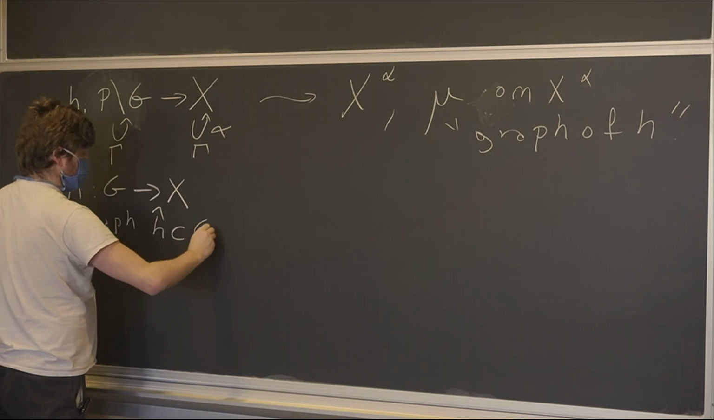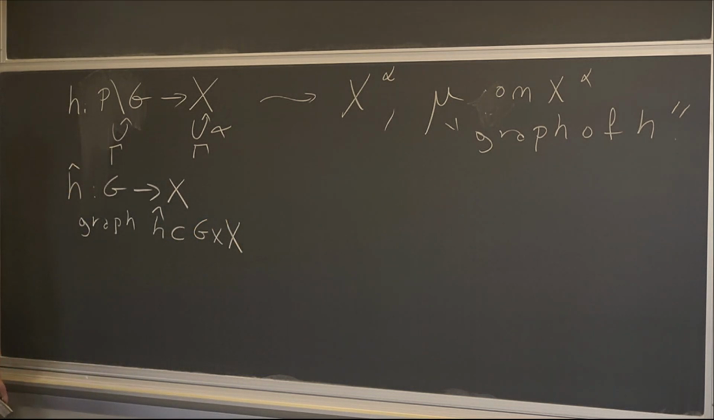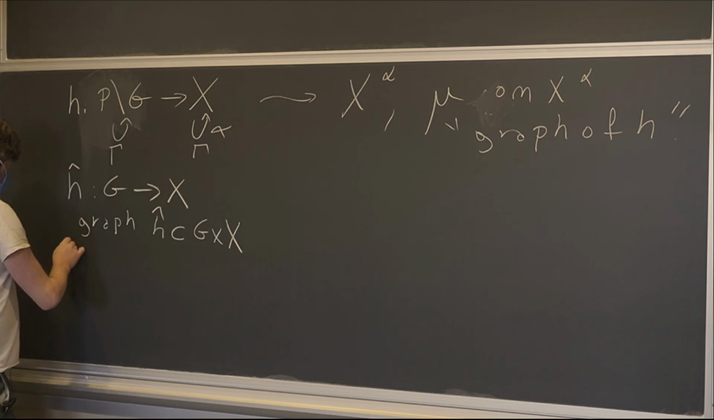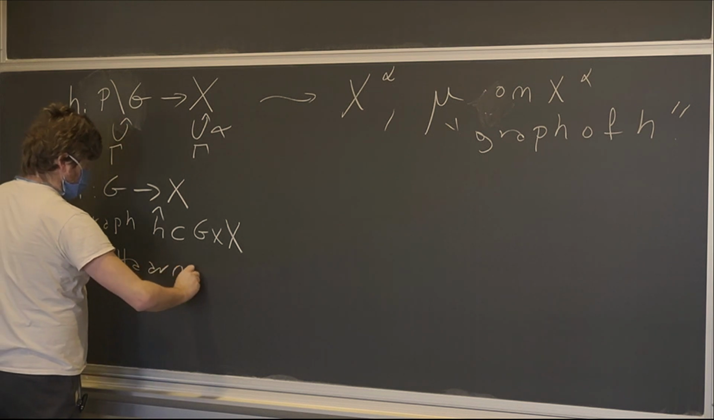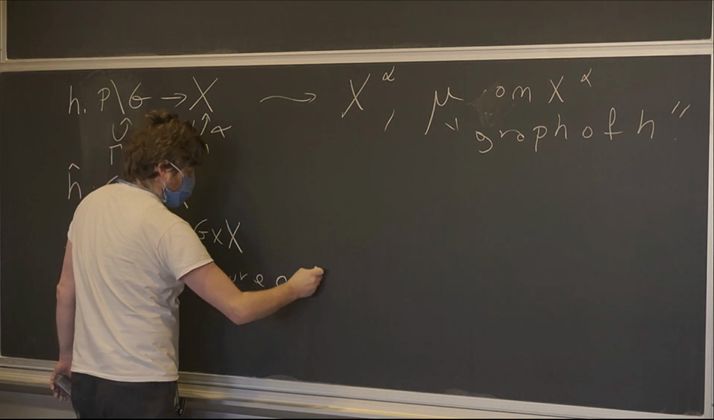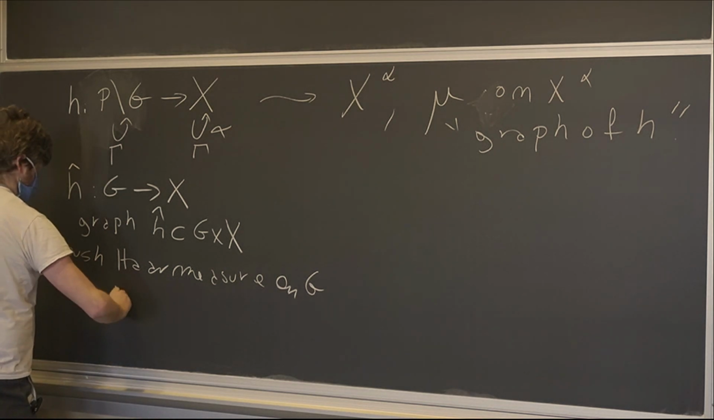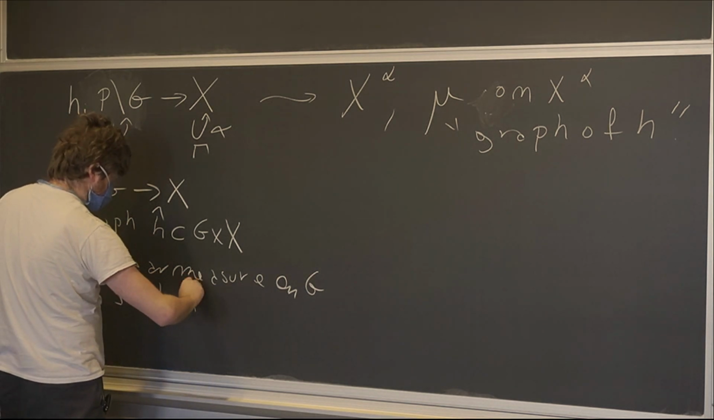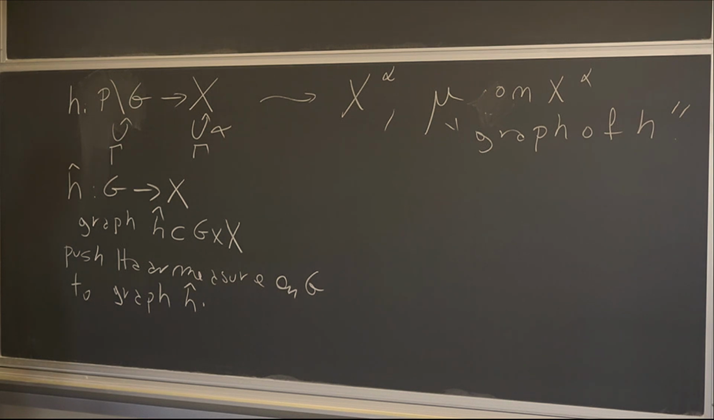So the graph of H hat is a subset of G times X. And now we define on this, essentially, Lebesgue measure pushed onto the graph. So we push Haar measure on G to the graph of H hat. If I put symbols, it's very easy to define, but I really want you to think in these very geometric terms.